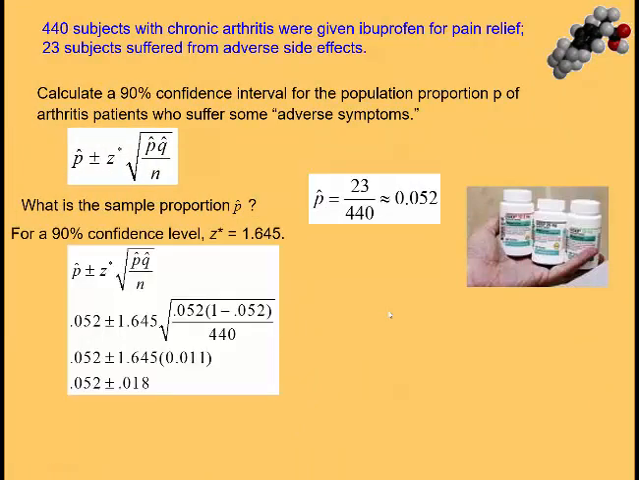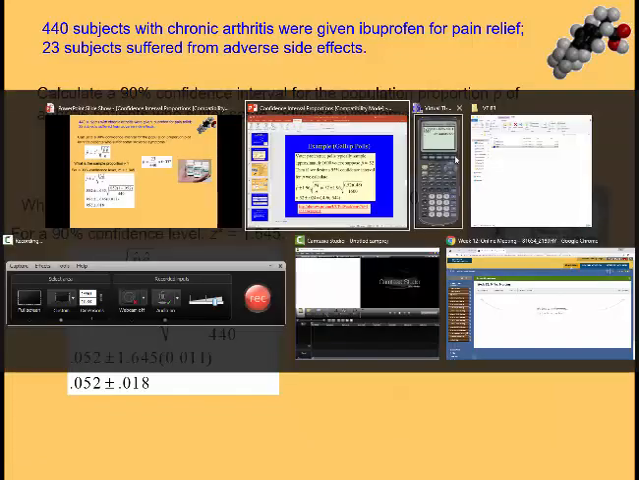So this now just becomes a plug and chug problem. So p hat plus or minus the critical value times the standard error. Well, p hat is 0.052 plus or minus the critical value, which is 1.645, times the square root of all of this. So it's p hat 0.052 times 1 minus p hat, or 1 minus 0.052. You have to close that parentheses there in your calculator. Divided by 440.